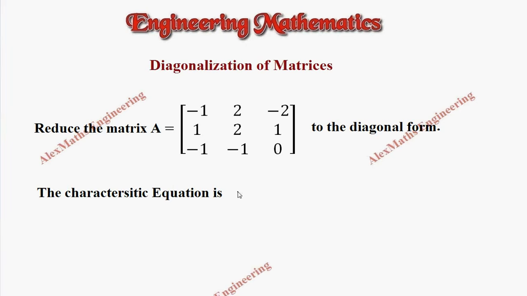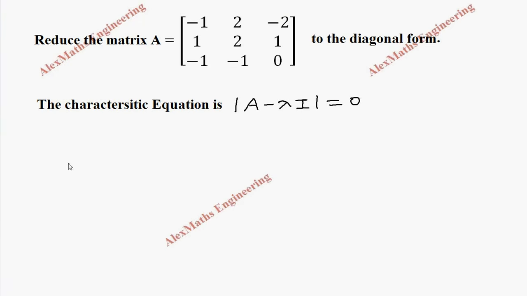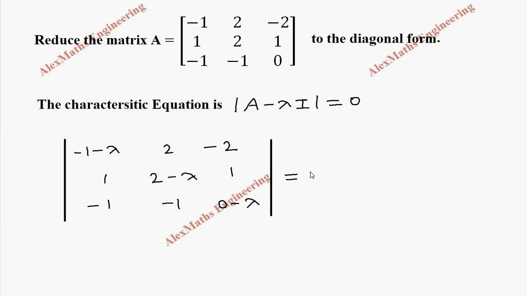As a first part, we have to write the characteristic equation, which is determinant of A minus lambda I equal to 0. Now we are going to write the determinant A minus lambda I. The elements are minus 1 minus lambda, 2, minus 2, 1, 2 minus lambda, 1, minus 1, minus 1, 0 minus lambda, and this determinant value equals 0.